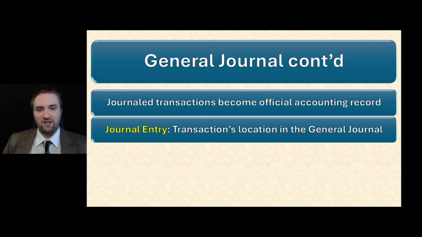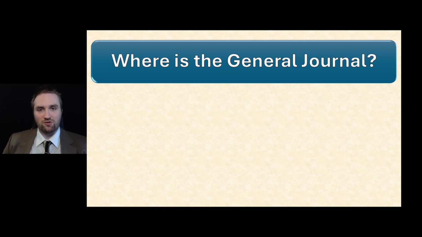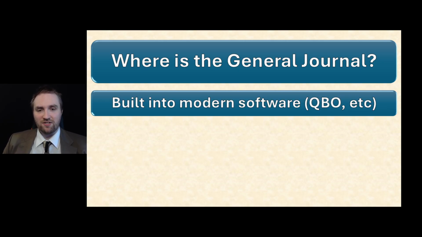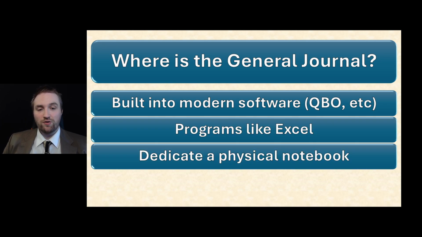The next question is then, where do I find the general journal for my business? If I start a business, how do I get my hands on a general journal? In a modern business, accounting software like QuickBooks Online will have a built-in general journal, which is where you would find it. If you don't use accounting software, though, you can use a program like Excel, or you can quite literally just crack open a notebook and start journaling your transactions on paper.